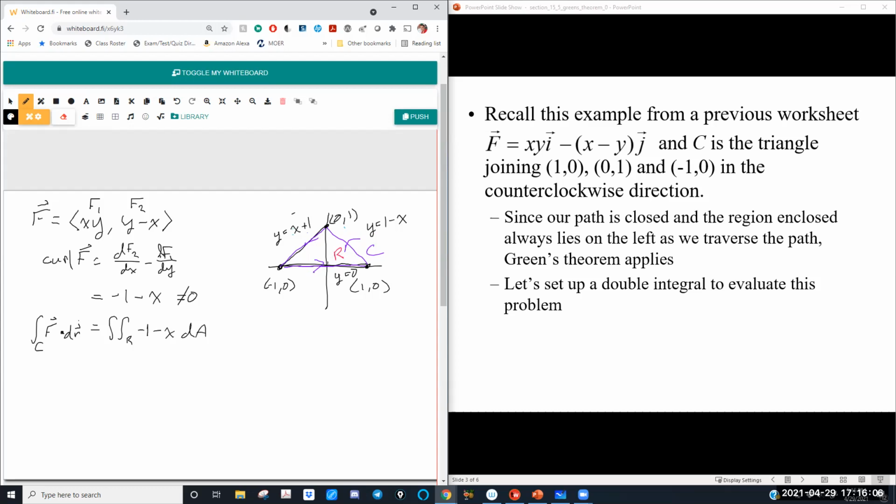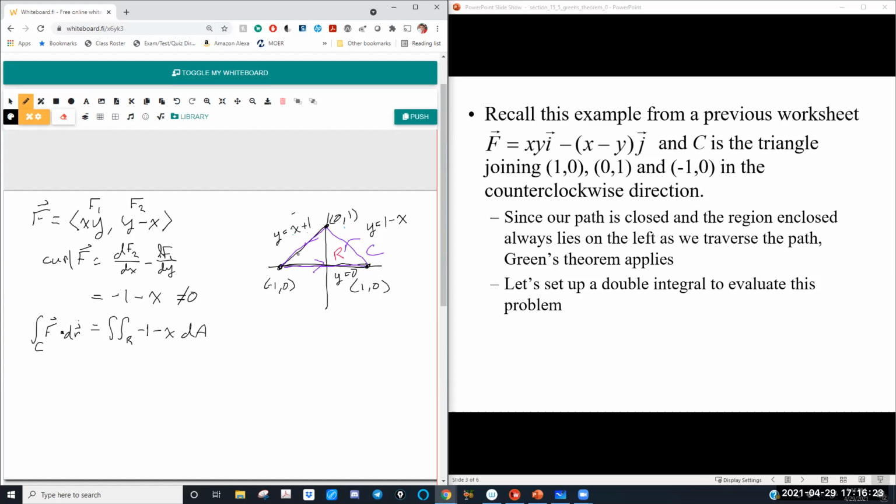That's not a bad thing. It just means we'd have to calculate 2 integrals. We could do from 0 to x plus 1, and then -1 to 0, and 0 to 1 minus x, and then 0 to 1, and that'd be fine. But we would have to do 2 separate double integrals.